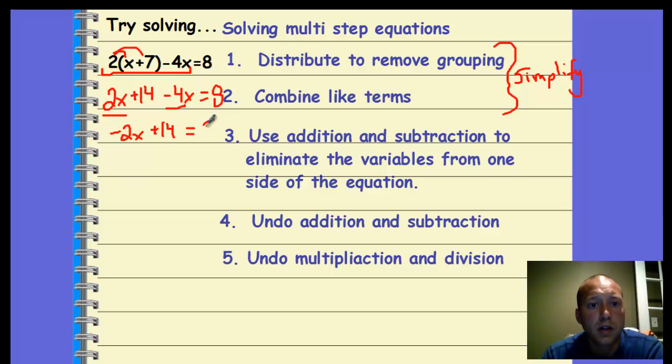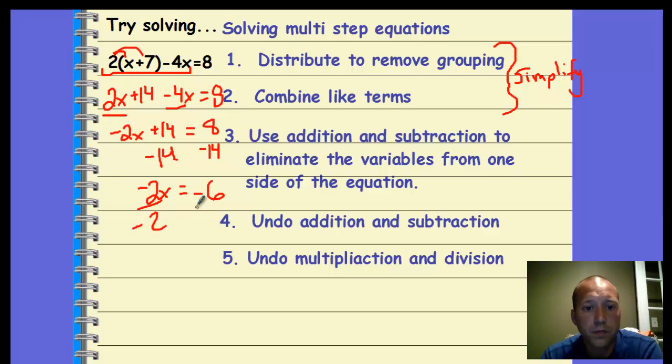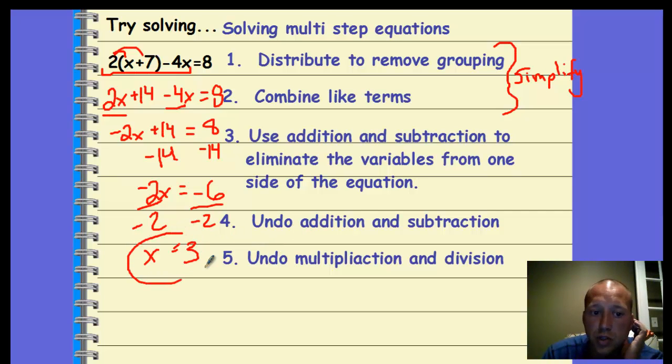That equals 8 still. Now we can go through the same thing we were just talking about, the inverse of addition subtraction, and eliminate the addition subtraction. So we're going to subtract 14 from both sides. So we have -2x equals -6. And then we can undo the multiplication, and divide by -2 on both sides. So x is 3.